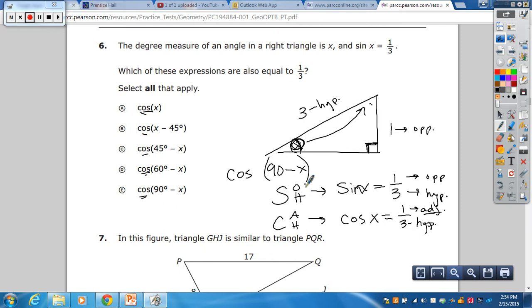And so if I take the cosine of 90 minus x, that's going to give me 1 over 3 because now 1 is the adjacent side, 3 is the hypotenuse. So in looking at the answers here, letter E is going to be your answer for that one right there.